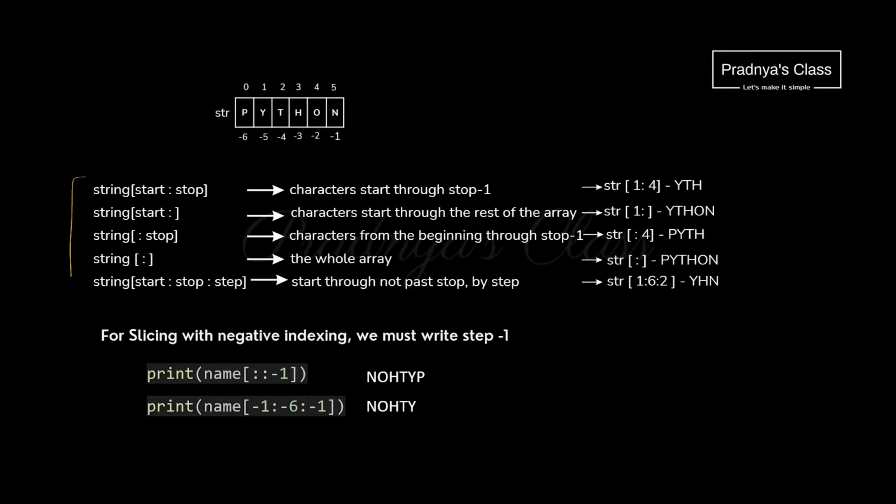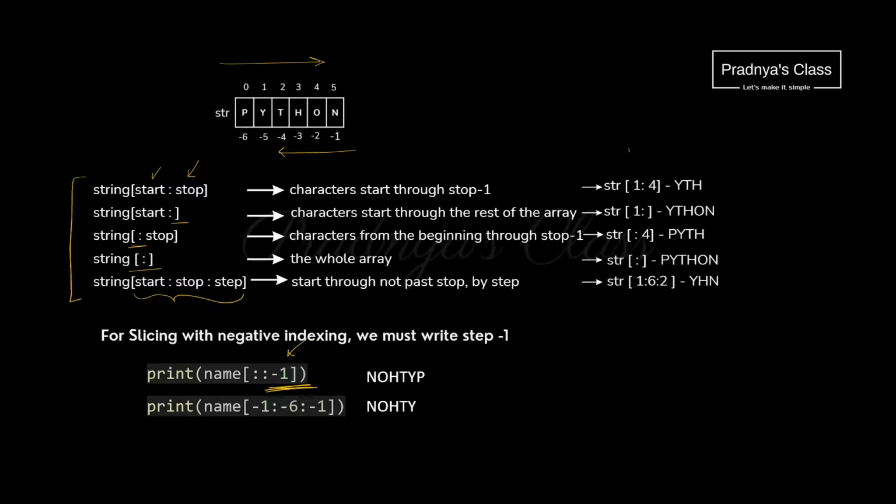Here are some of the variations which we can write while slicing. In the first variation, we are mentioning start and stop. In the second variation, we are skipping stop. In the third variation, start is skipped. In the fourth variation, all the indices are skipped. And here is the last example where we mentioned everything. By default, slicing will be in the forward direction. If you want it in the backward direction, don't forget to mention step as -1.